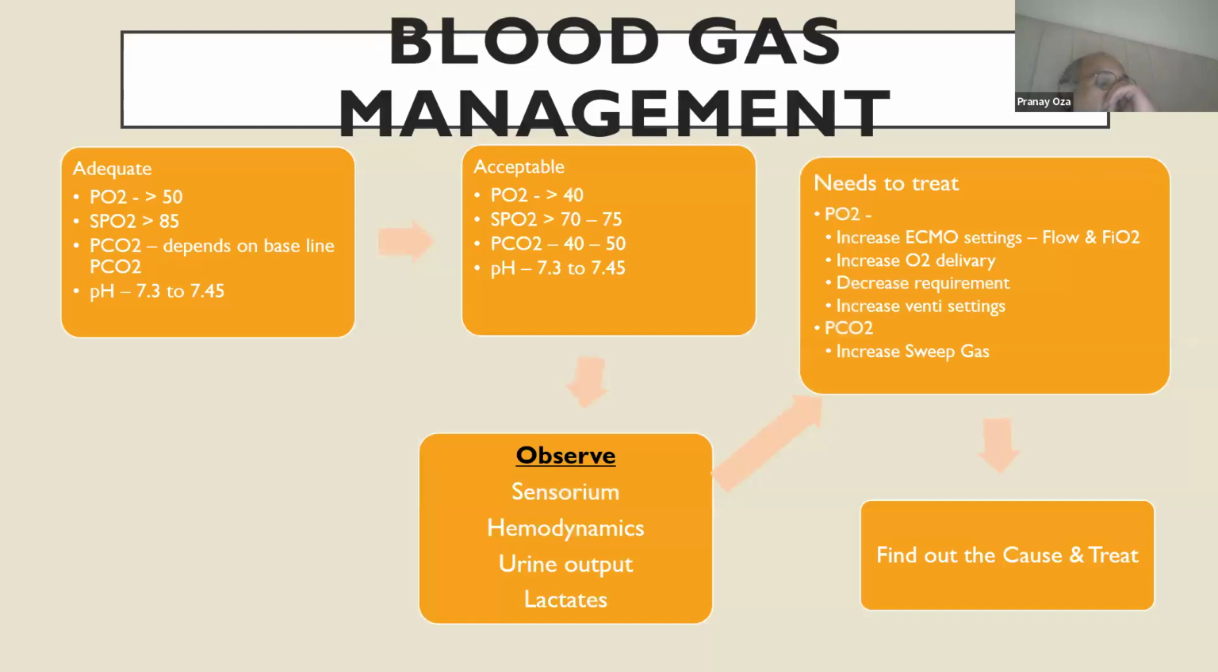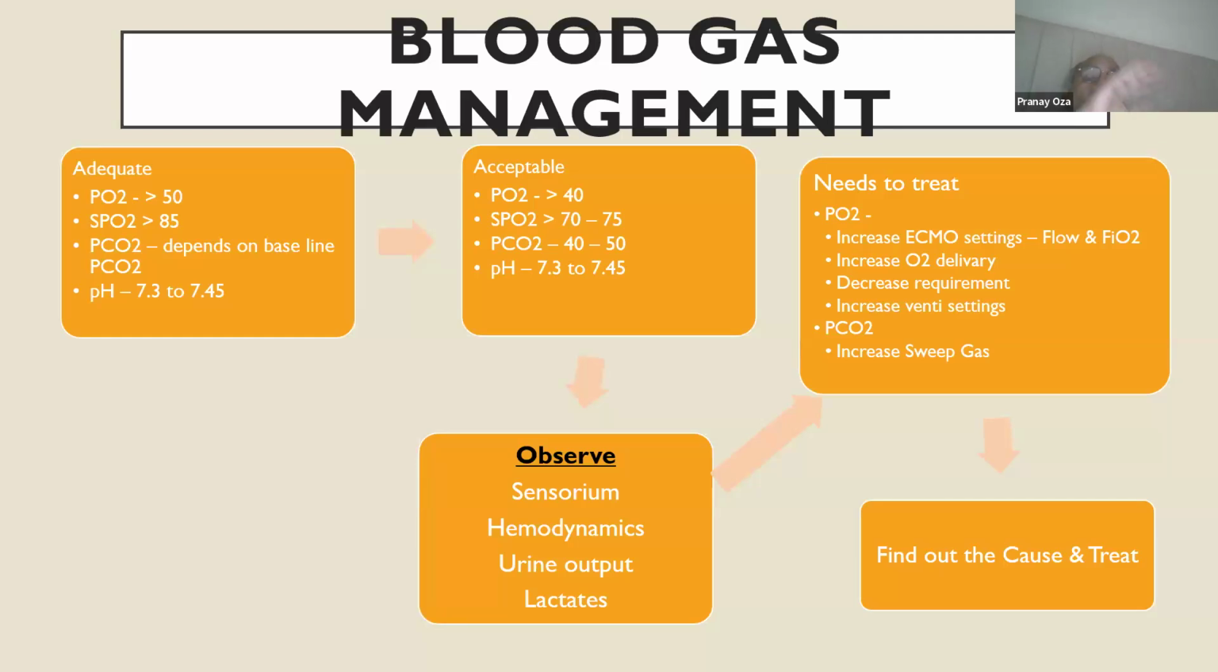So this is just an example. If I see a PO2 of more than 50, if the saturation is more than 85, that's adequate, and we are happy with that. But sometimes we don't get PO2 more than 40, your saturation remains 70, 75. Will you accept it? In that scenario, you observe how is the sensorium, how is the hemodynamics, how is the urine output, how are the lactates. If everything is fine, you can still accept it. So that's the adequacy of the support.